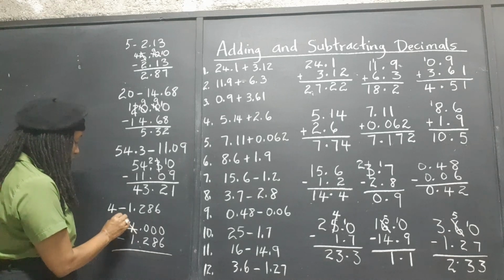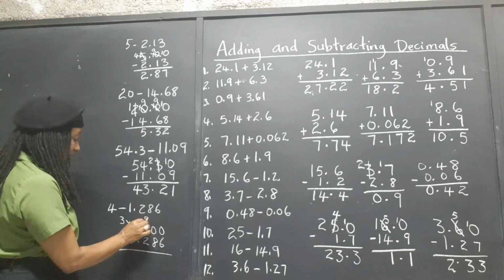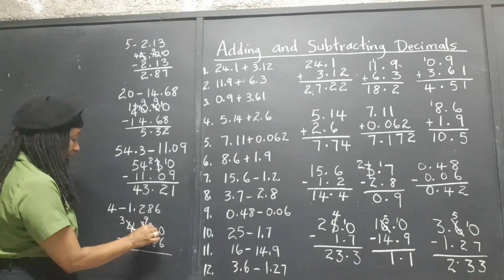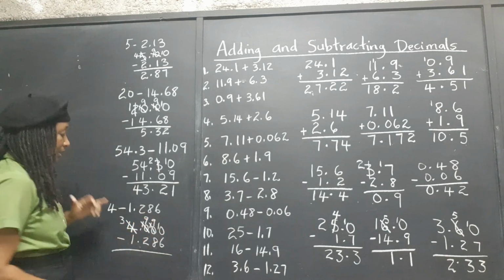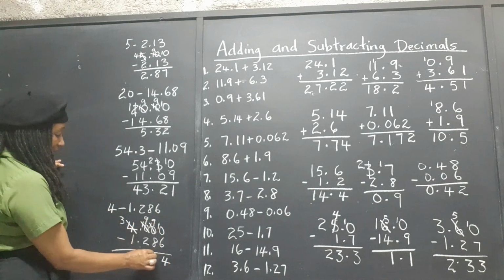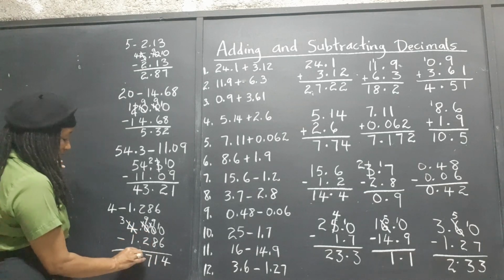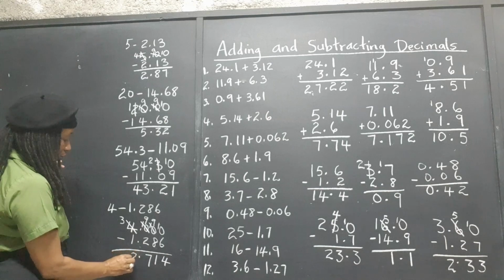Take 1 from 4, leave 3, carry that 1 as 10, take 1, leave 9, carry that as 10. 10 take away 6 is 4, 9 take away 8 is 1, 9 take away 2 is 7, and 3 take away 1, 2.